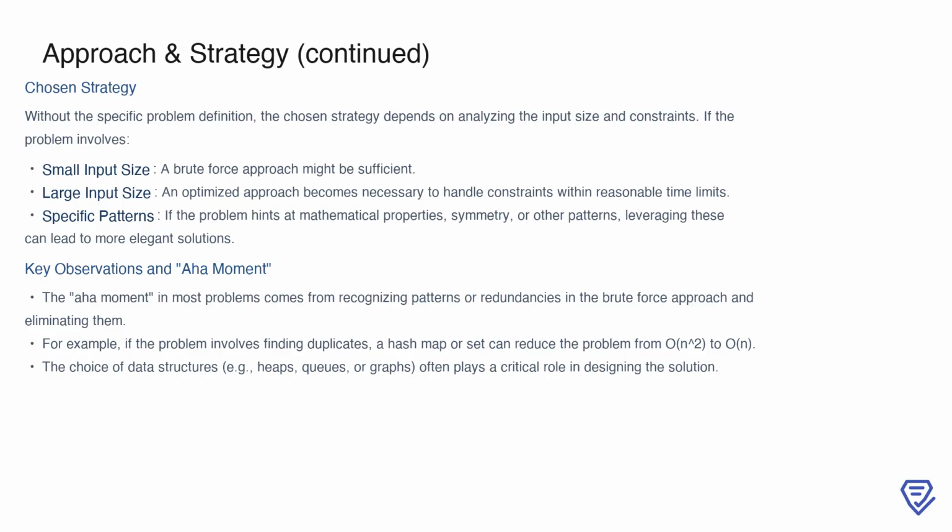For example, if you're tasked with finding duplicates in a dataset, using a hash map or set can reduce the complexity from n squared to n. The choice of data structures, whether it's heaps, queues, or graphs, is another critical factor that can greatly influence the design and efficiency of the solution. These observations help guide the selection of the most appropriate strategy for the problem at hand.